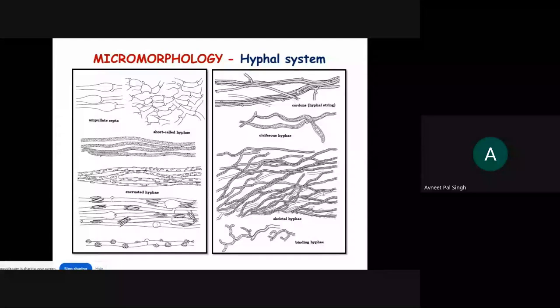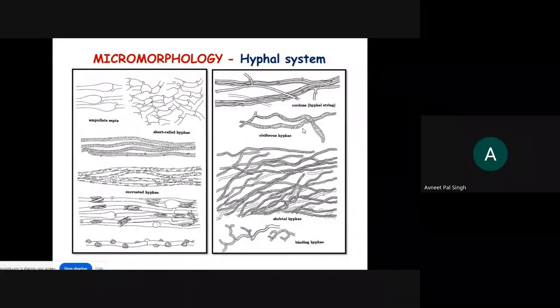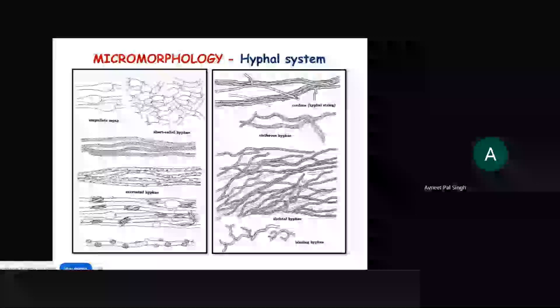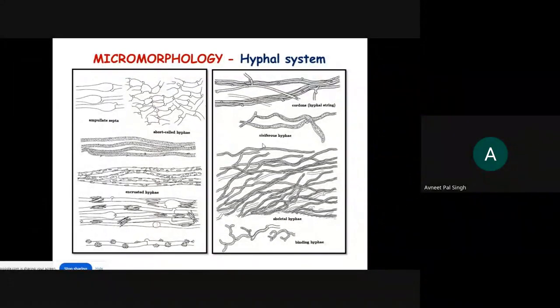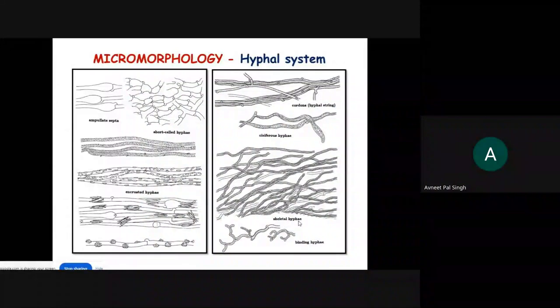Now, on your right, these are the generative hyphae: thin-walled, comparatively narrower. From these, very thick-walled hyphae with very narrow lumen are produced, which we call skeletal hyphae. Then some hyphae are produced which branch very abruptly, very irregularly. We call them binding hyphae. So if you have only generative hyphae, it is monomitic. If in addition to generative, you have either skeletal or binding, it is dimitic. If all three types of hyphae are occurring, it is a trimitic hyphal system.